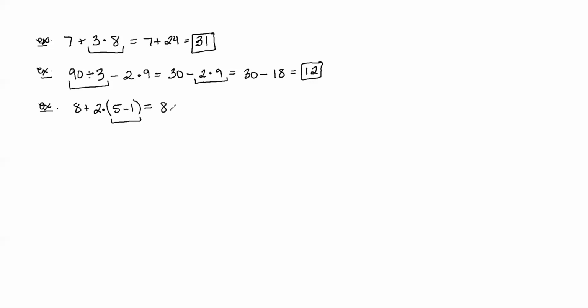So we have 8 plus 2 parentheses, 5 minus 1 is 4. And so now these parentheses just mean multiplication. So we're going to multiply next. So we have 8 plus 8, and 8 plus 8 gives us 16.